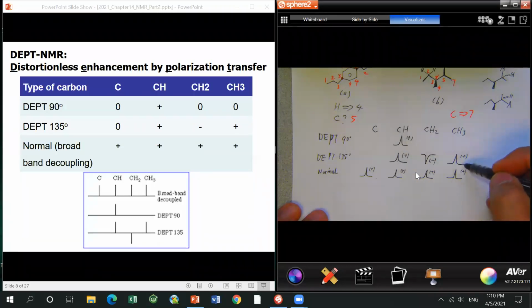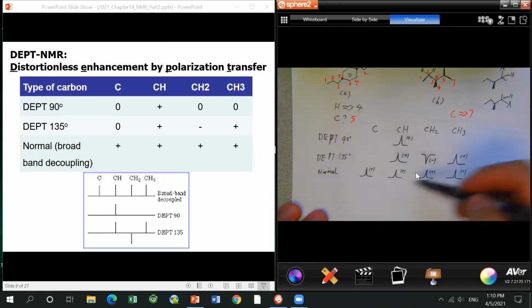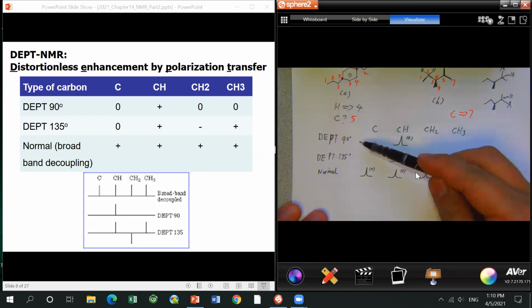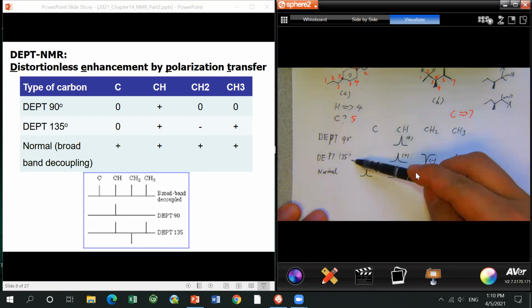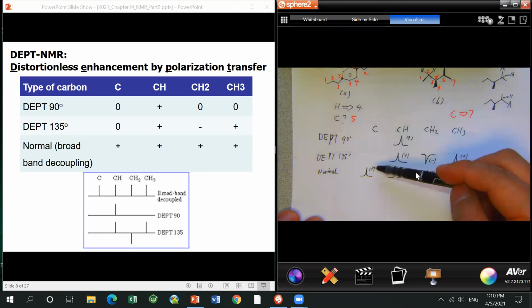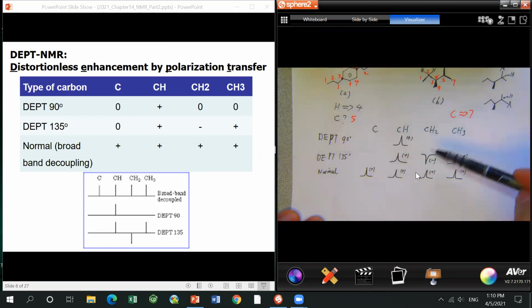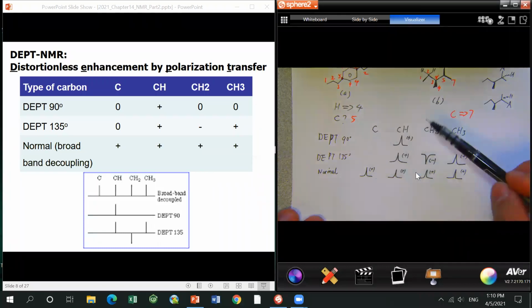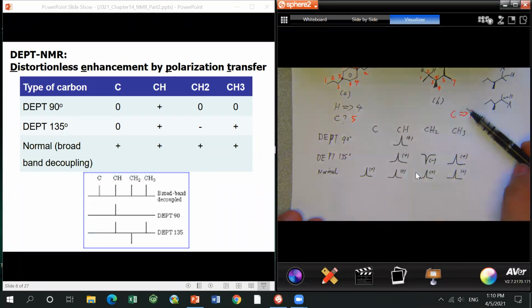And eventually, look at the broadband. If a signal doesn't show in either DEPT 90 or 135, that means quaternary carbon. Quaternary carbon cannot show in the DEPT 90 and 135, okay. By combining all this information, you should be able to know how many hydrogens are on each carbon, which helps you resolve the structure, okay.